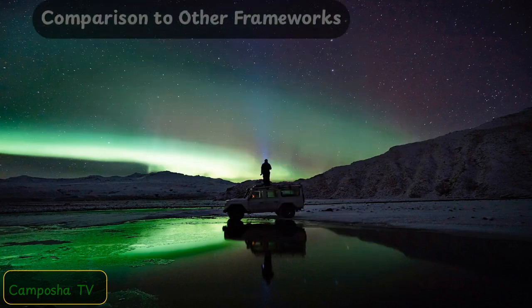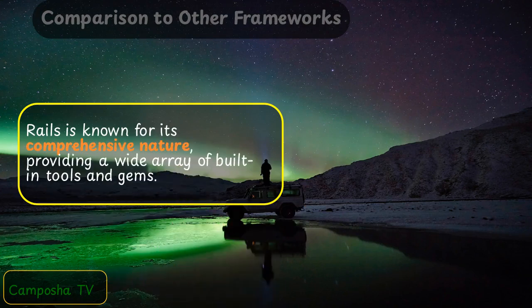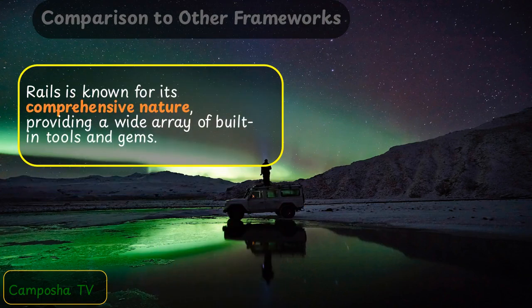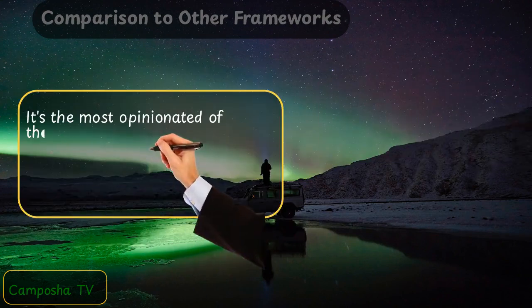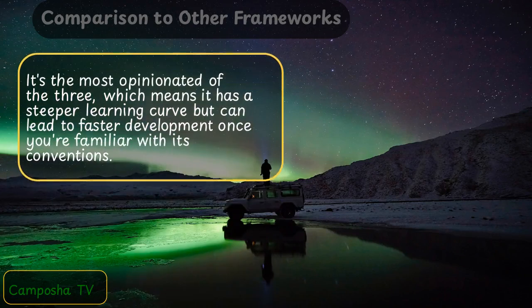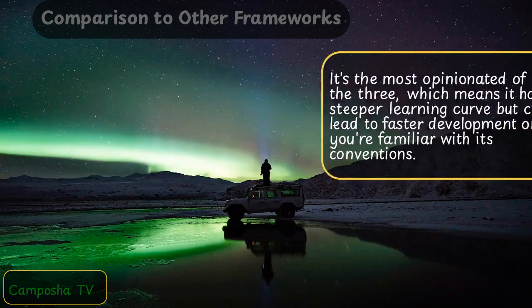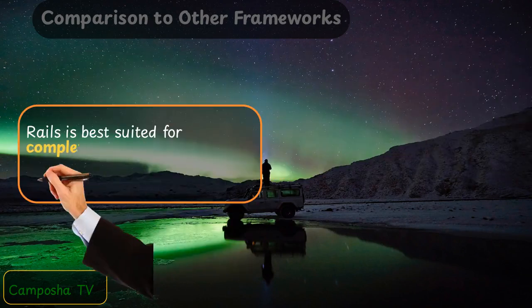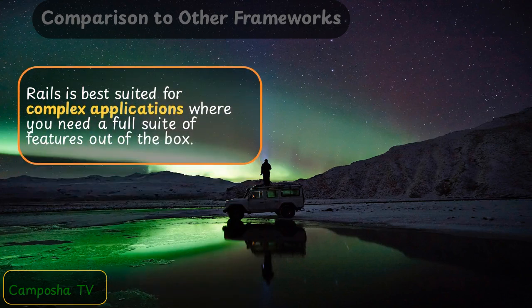Comparison to other frameworks. Rails is known for its comprehensive nature, providing a wide array of built-in tools and gems. It's the most opinionated of the three, which means it has a steeper learning curve but can lead to faster development once you're familiar with its conventions. Rails is best suited for complex applications where you need a full suite of features out of the box.